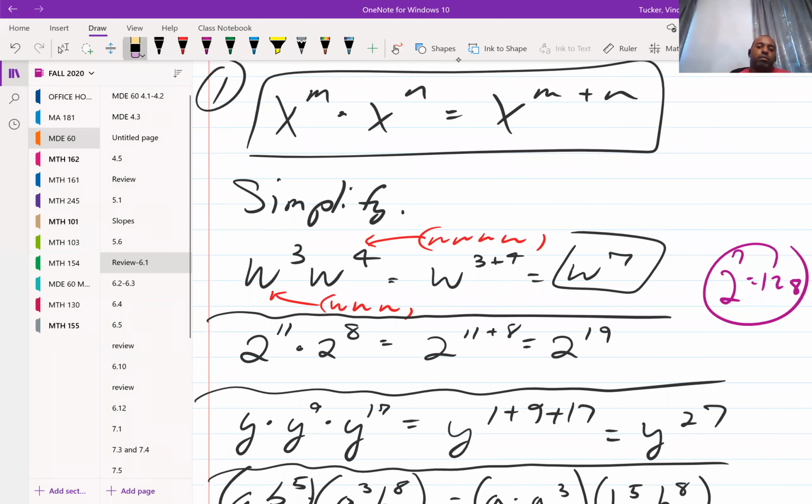That third one, y times y to the 9th times y to the 17th. So when you don't see anything, remember we said going back, I think it was rule 8. When you don't see anything, you assume there's a 1 there, or y to the first power is always y. So you can't ignore that. You always have to make sure you include that as a part of your calculation, or a part of your addition. So it'll be 1 plus 9 plus 17, which would be 27.